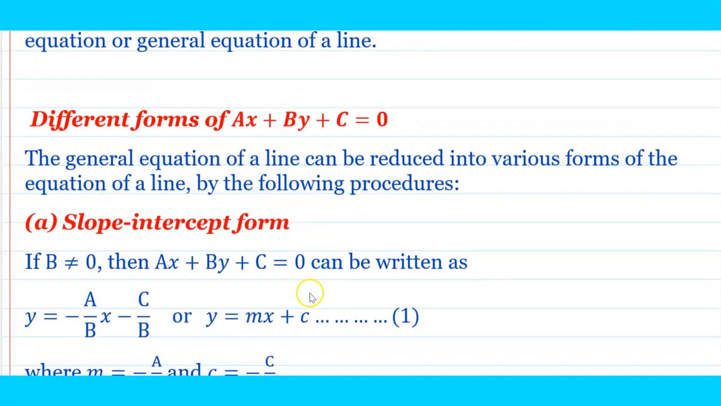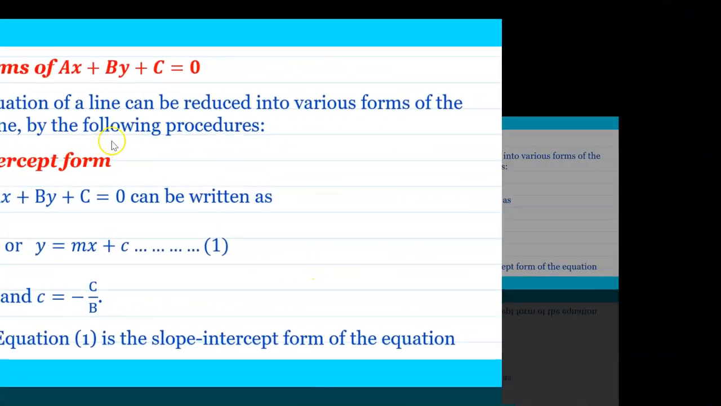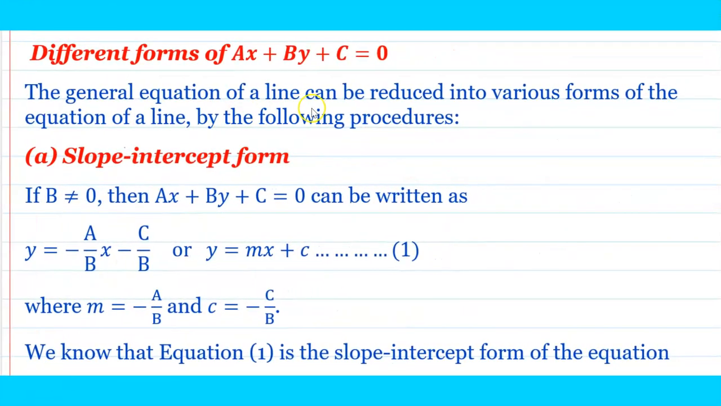Now the next, different forms of ax plus by plus c is equal to 0. The general equation of a line can be reduced into various forms of equation of a line by the following procedures. First, slope intercept form. It means that in that equation we will have the slope as well as the intercept. If b is not equal to 0, then ax plus by plus c is equal to 0 can be written in this form. How can we write it in this form?